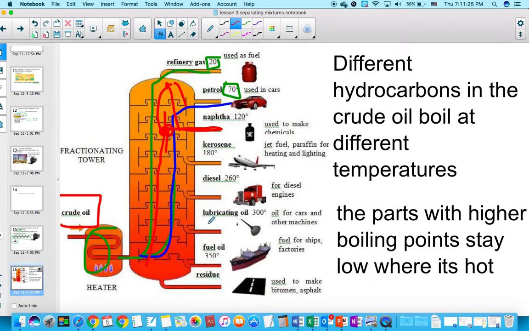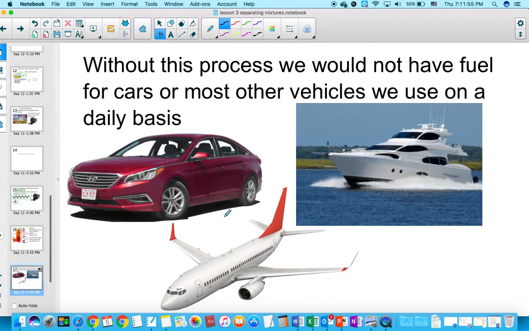Same with lubricating oil. The lubricating oil will boil up at 300 degrees, but it can't go up because it's too cold, so it'll go back down, and it can't go down because it's too hot, so it'll go back up, and it's stuck in this section, and then it'll be filtered out and collected. So using different boiling points, fractional distillation can separate the many different types of molecules found in crude oil.